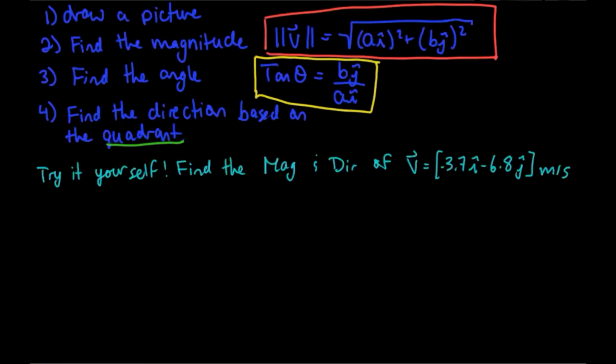All right, I want you to try it now yourself. Find the magnitude and direction of vector v that has negative 3.7i minus 6.8j meters per second. Pause the video here, take a minute, work it out yourself, and then you'll come back for the solution.